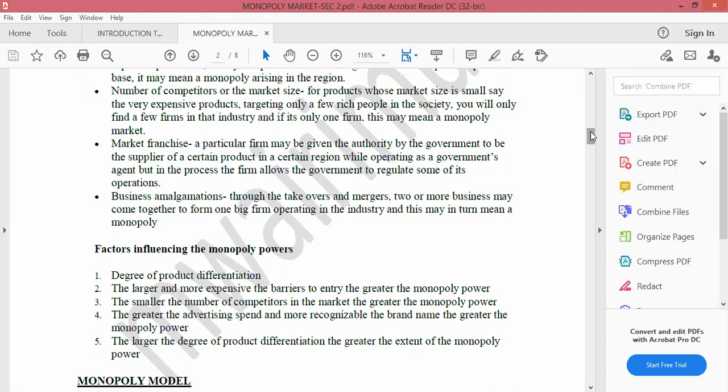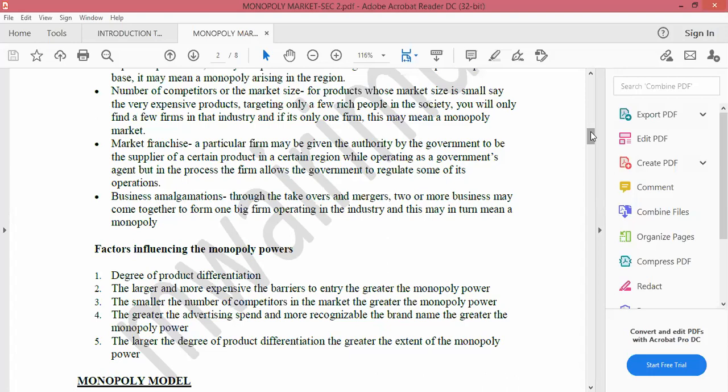Finally, another way into which we may end up having a monopoly in the region is through what we call business integrations, business combinations, or business amalgamations. This takes the form of what we call mergers and takeovers. A takeover is a situation where, a good example, a big organization takes over a very small organization, and they'll operate as one big organization. KCA as a big university, let's say absorbing a small college somewhere. As such, they'll operate as one big KCA university.